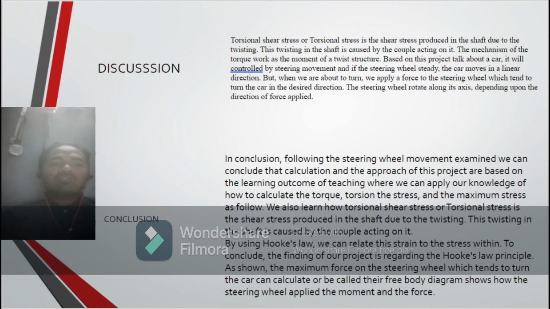We also learned how torsional shear stress, or torsional stress, is the shear stress produced in the shaft due to twisting. This twisting in the shaft is caused by the couple acting on it. By using Hooke's law, we can relate this strain to the stress within. In conclusion, the finding of our project is regarding the Hooke's law principle as shown. The maximum force on the steering wheel which tends to turn the car can be calculated, and the free body diagram shows how the steering wheel applies the moment and the force.